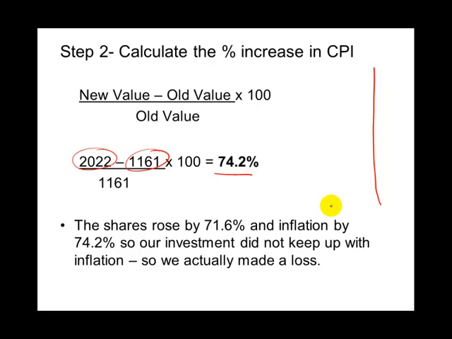Inflation starts here and goes up by 74%, whereas her shares start here and only go up by 71%. So you actually have made a loss. These are the shares, 71%. This is inflation, which is 74%. So you actually have made a loss there, which is a bit of a pain, because even though on paper you've made a 71% gain, when you take into account inflation, you've actually made a loss.